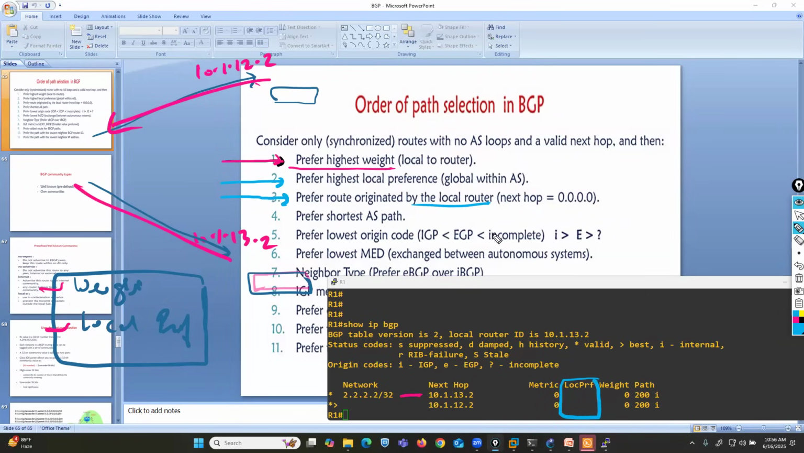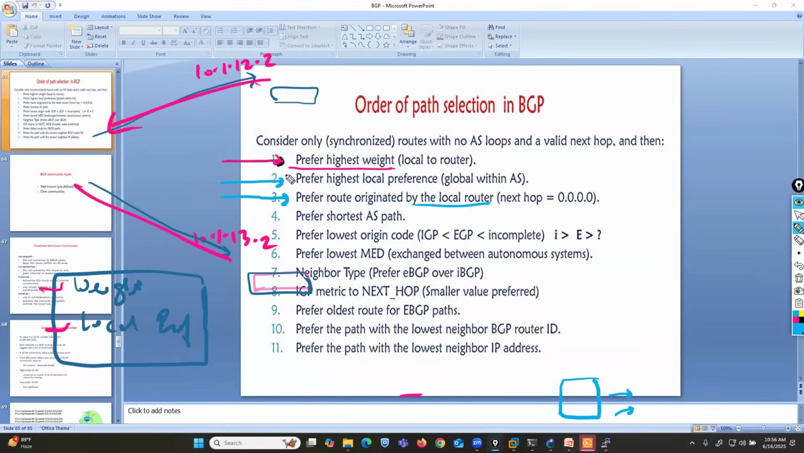No, not a local router. Prefer the shortest AS path, but via this side we have the same AS, and via this side we have the same AS. So there is a tie in weight, local preference, and AS path. I'm not talking about MED right now, or the neighbor type eBGP, or IGP metric. We are not using an IGP protocol here. We are not using the old BGP route either.